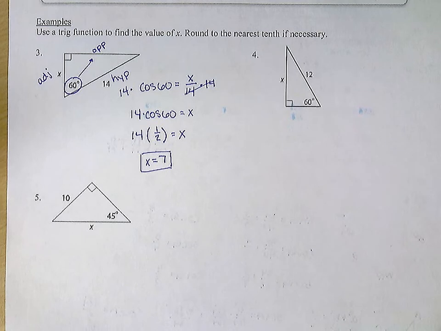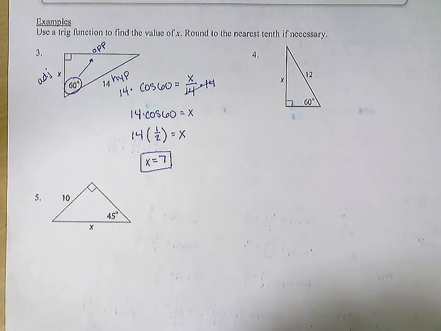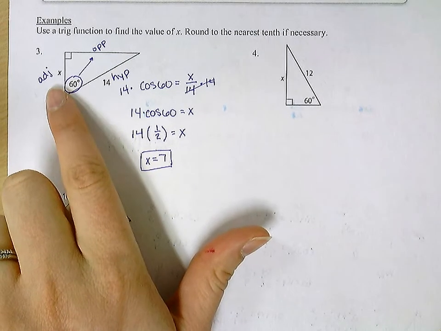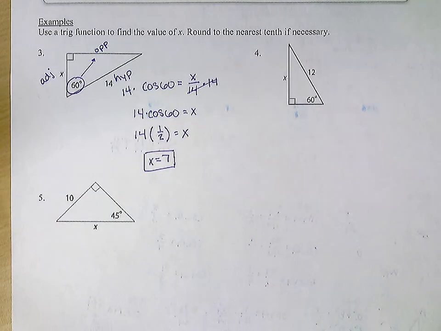Now you can use these, that's fine. If you know you're finding the adjacent side, that's the short side of this one. So you just take 14 divided by 2 to get the short side. We're going to do it this way.